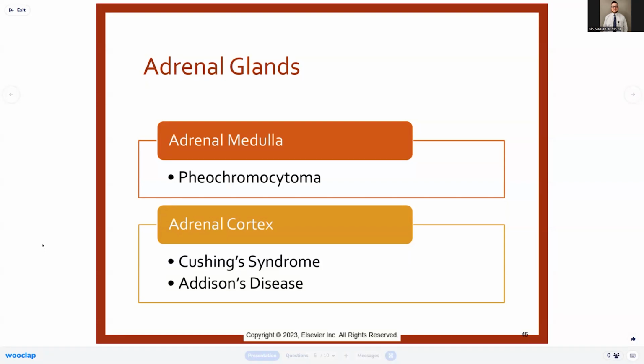The adrenal medulla is the interior part of the adrenal gland, and this typically is where our catecholamines are produced. Your adrenaline hormones, epinephrine and norepinephrine, known as catecholamines, are produced in the adrenal medulla. So we have a tumor down there.